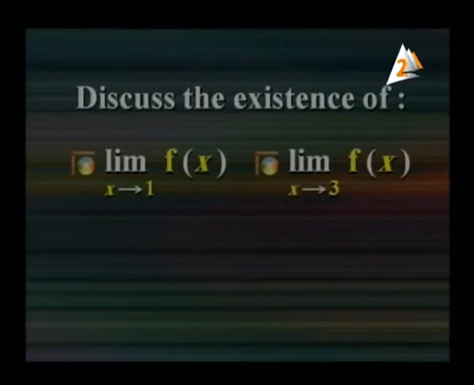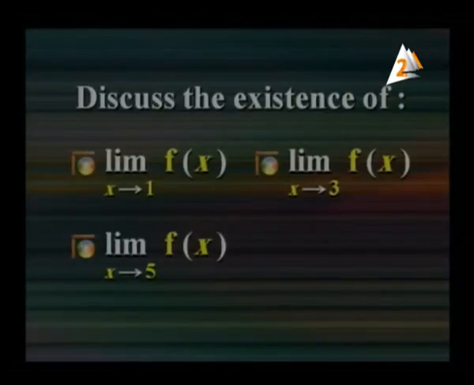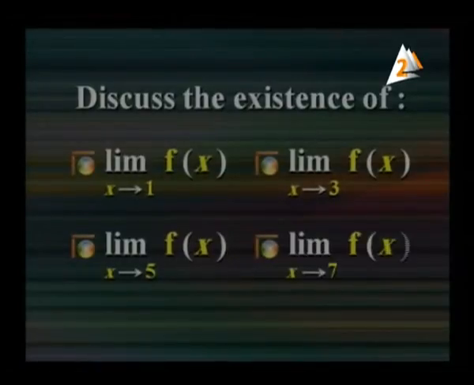Number 2, the limit of f of x when x tends to 3. Number 3, the limit of f of x when x tends to 5. Now we move to the solution. Number 4, find the limit of f of x when x tends to 7.